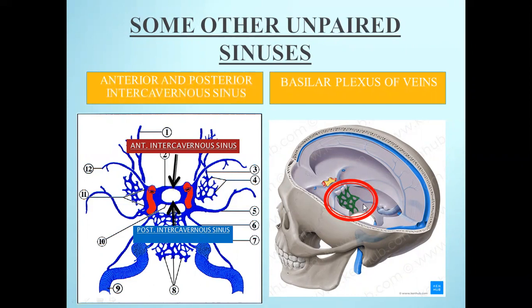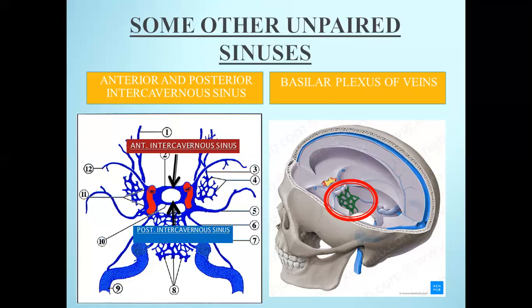Next is the basilar plexus of veins. Now, you know this part is known as the clivus part of the skull. So this basilar plexus will lie on the clivus of the skull and they will drain the inferior petrosal sinuses. Here is your petrosal bone, petrous temporal. They will receive the inferior petrosal sinuses and they will communicate with the internal vertebral venous plexus.